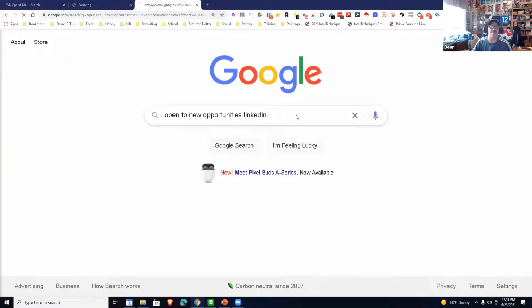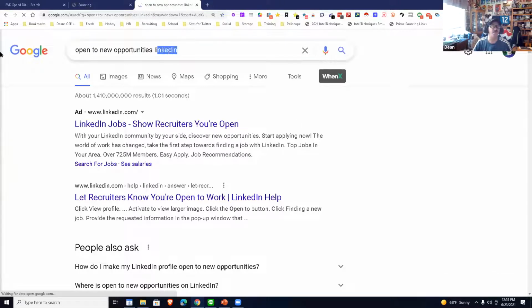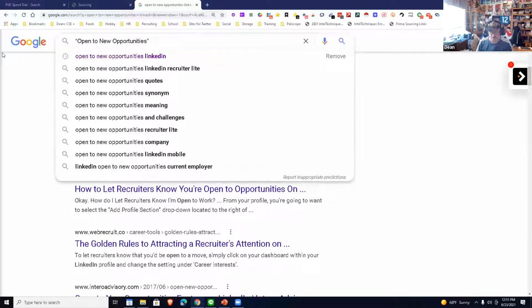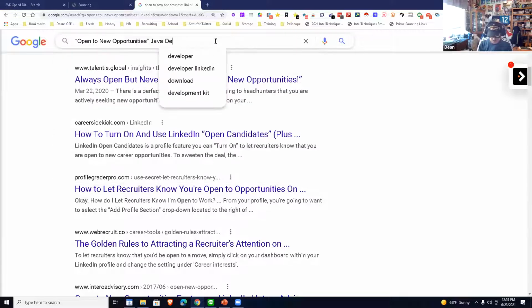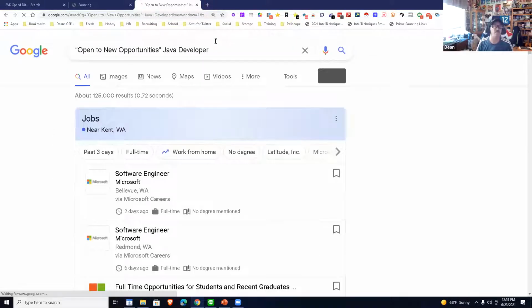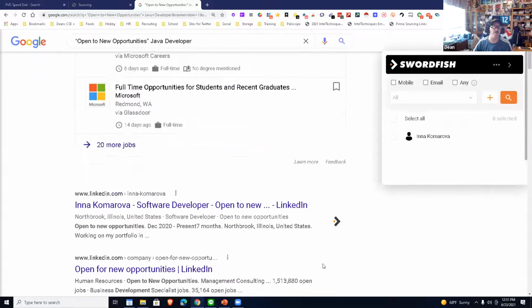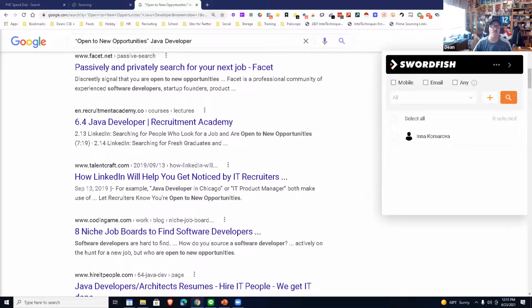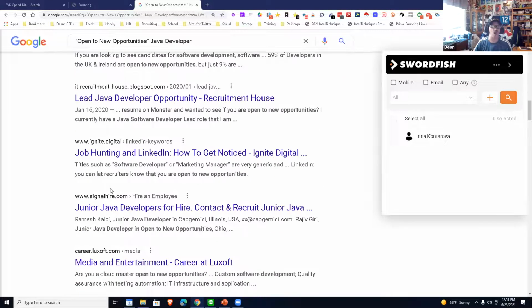New opportunities. Let's get rid of that. Do that. Oops, Dean, get your butt straight. Okay. Now, in this case, we're going to get a lot of jobs, because we didn't specify LinkedIn, but these are people looking for new opportunities. This is another way to search for people who are actually looking.